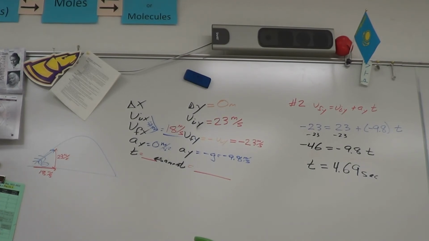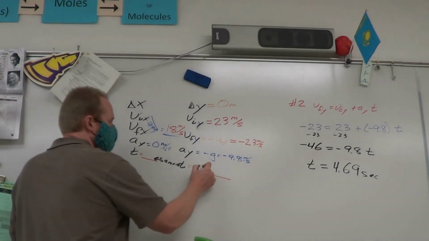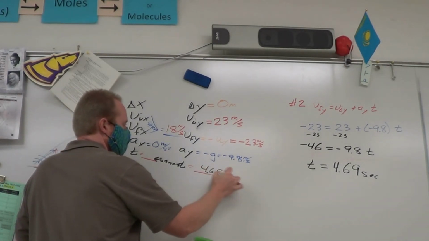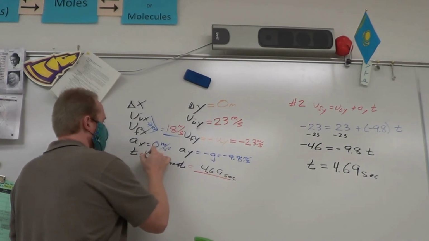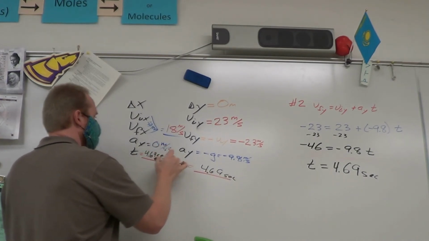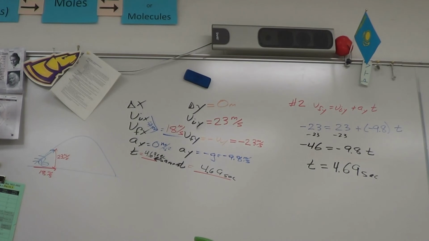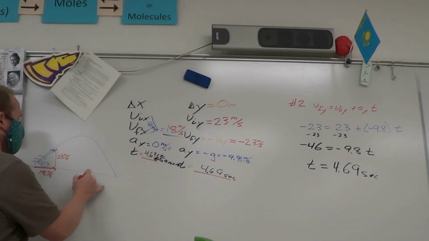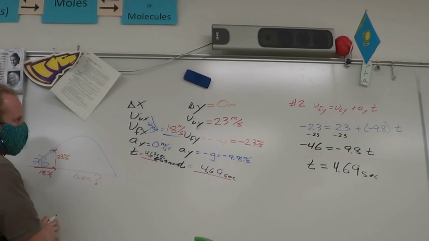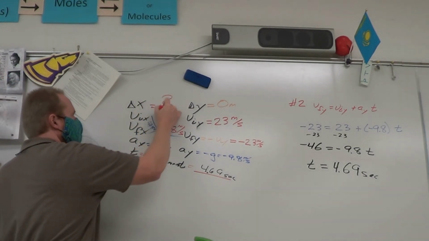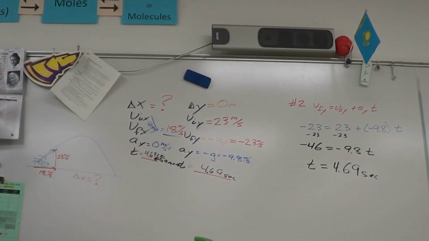So now that we have our time, 4.69 seconds. For part B, the question is now, how far does the arrow go? What's my delta x? How far does that arrow go? What's its range? It's another way to say it. What's the range of this arrow?